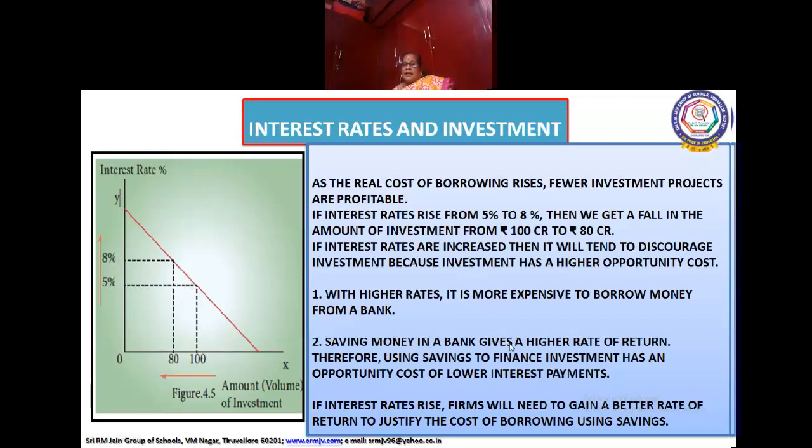Saving money in a bank gives a higher rate of return. Therefore, using savings to finance investment has an opportunity cost of lower interest payments. If the rate of interest is high, firms will need to gain a better rate of return to justify the cost of borrowing using savings. Okay. Thus, we have seen the interest rate and the investment, and how it differs in the diagram.